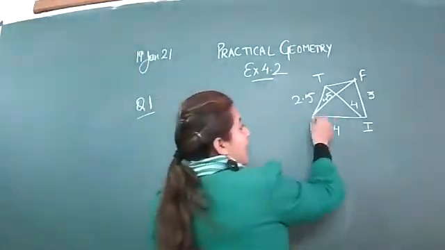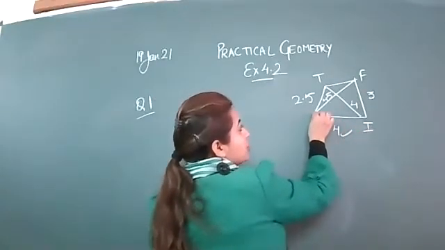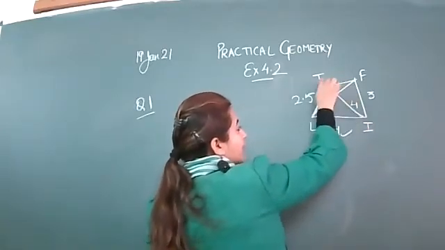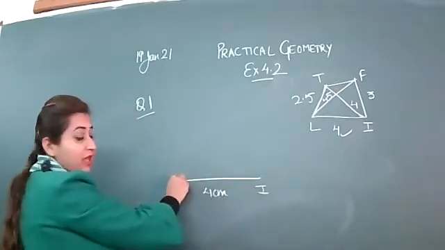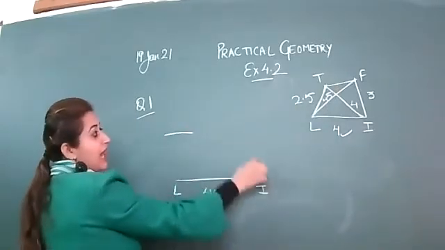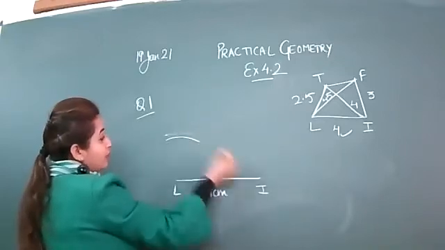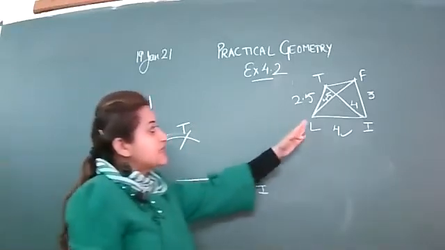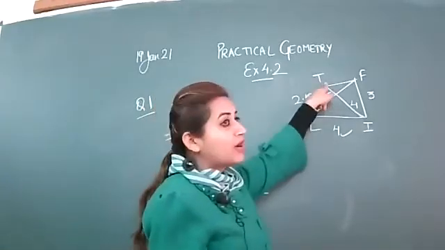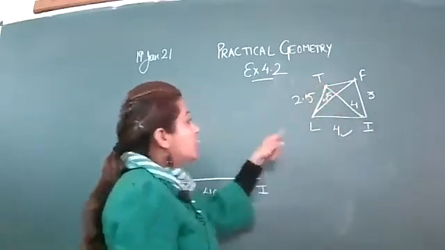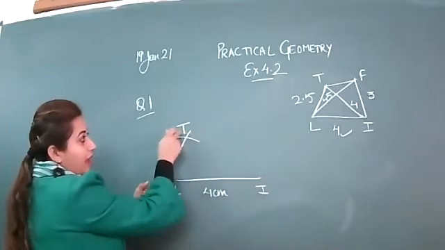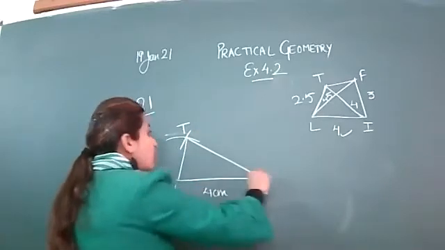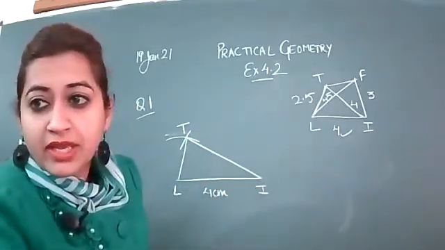Now look here, LI you have drawn. If from L you draw an arc of 2.5 and from I you draw an arc of 4.5, they will cut at T. As you can see, that line is passing from L towards T and from I towards T. They will intersect at T. Now join this. This will give you a triangle. Hurry up.